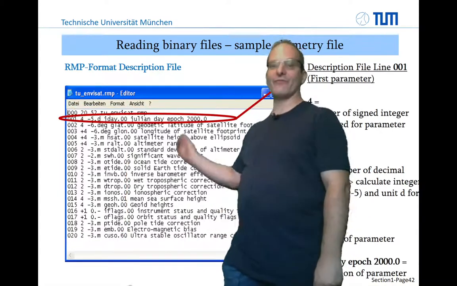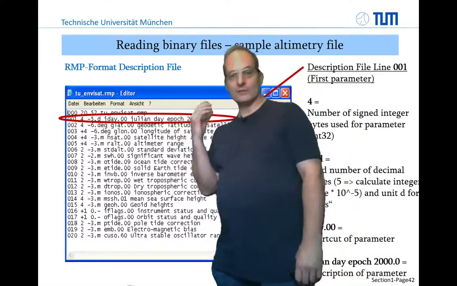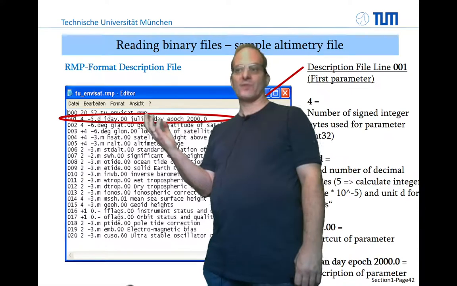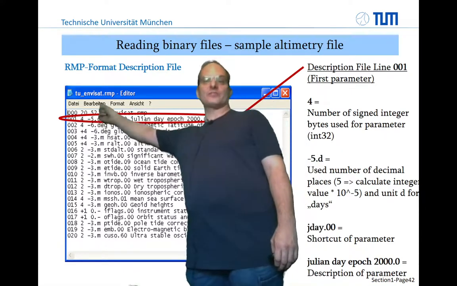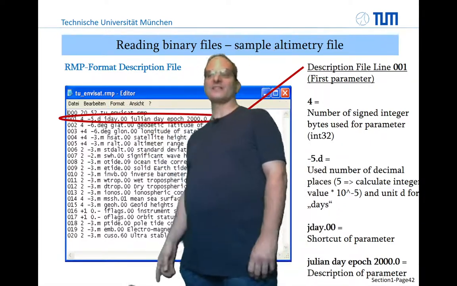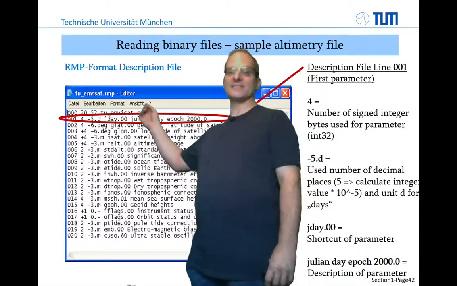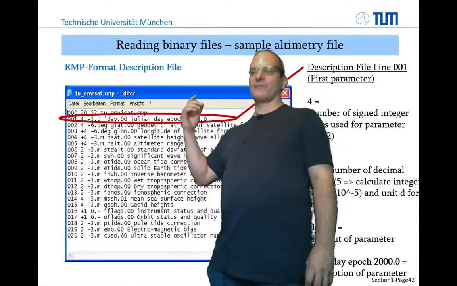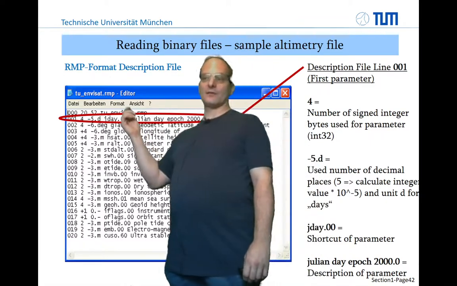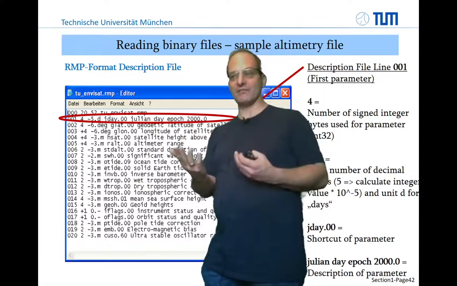So as explained, the first value in the record is the Julian day. But now we have to know how the data is represented in this record. So in this case, the first column is the value position. The next column tells you the number of bytes used. In this case, it's 4, which means a signed integer with 4 bytes. So there is a plus and a minus available.